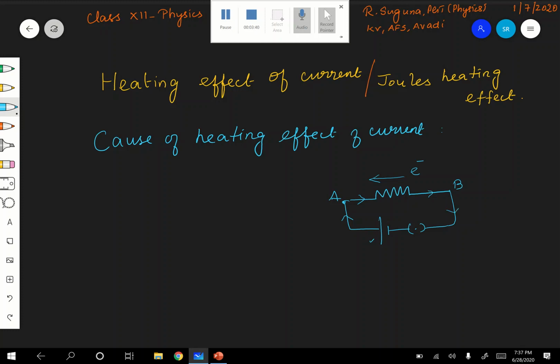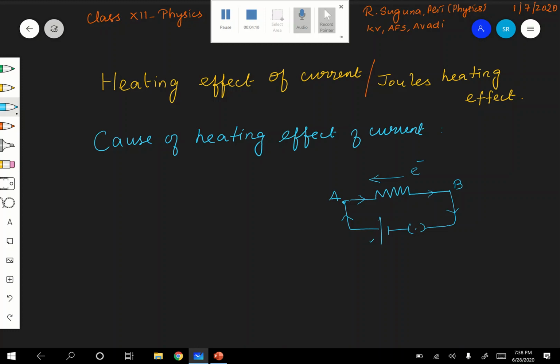You know very well, when you apply potential difference across the ends of the conductor, an electric field is set up inside the conductor. Because of that electric field, electrons will drift to the positive end of the conductor. It has a large number of free electrons, and all the free electrons will drift towards A. At that time they undergo lots and lots of collisions, because the electrons are getting accelerated by the applied electric field.